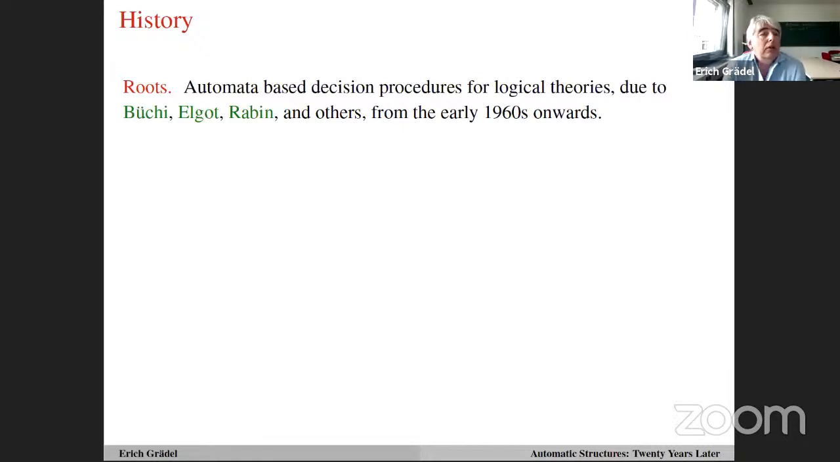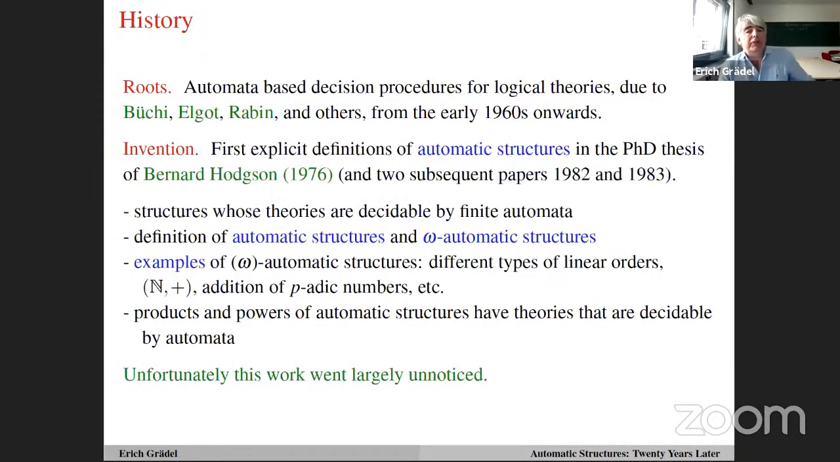Now, the roots of automatic structures go back to the decision procedures for logical theories in the beginning of the 1960s due to Büchi, Elgot, and Rabin. The first explicit definitions of automatic structures appeared in the PhD thesis of Bernard Hodgson in 1976 and two subsequent papers from the 80s. Already in that thesis, Hodgson first considers the notion of structures whose theories are decidable by finite automata, and then goes on to an explicit definition of automatic structures and also omega automatic structures, called structures macro-automatiques in his thesis.